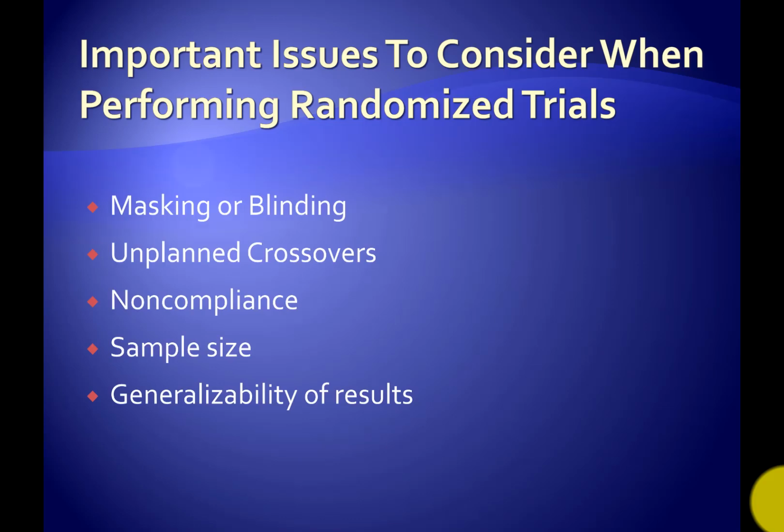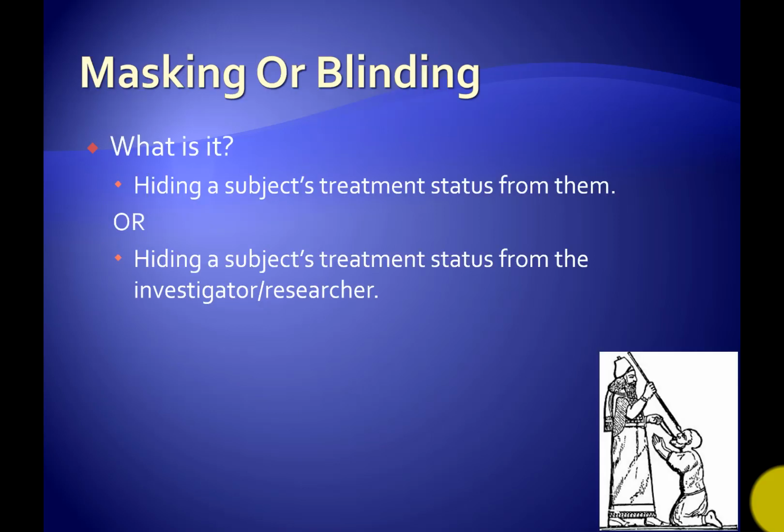Here are the most important issues that need to be considered when designing a randomized trial study: masking or blinding, unplanned crossovers, non-compliance, sample size, and generalizability of results. The last two we're going to cover in our next lecture. Masking or blinding involves several key components. First and foremost, we do not want our study subjects or participants to know in which group they belong, since it can bias their behavior.